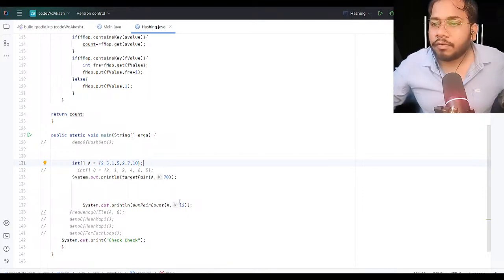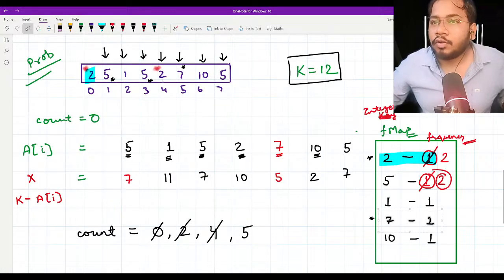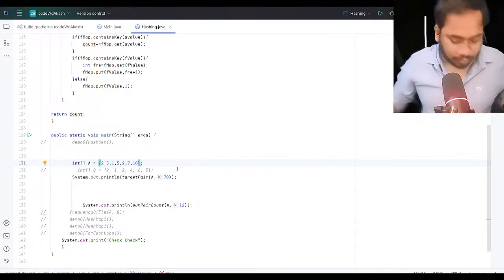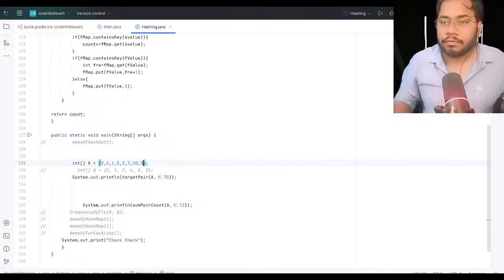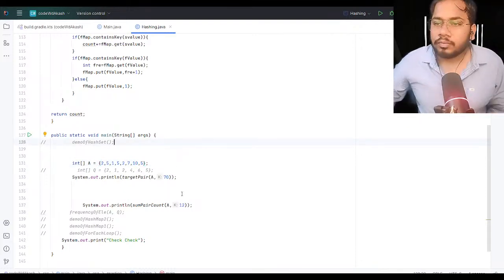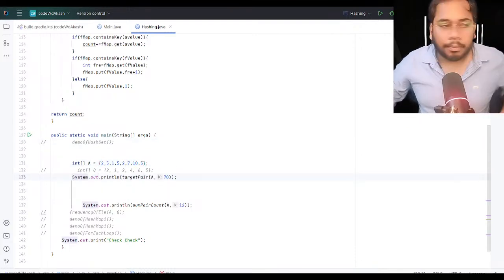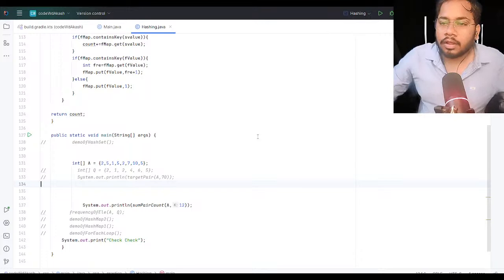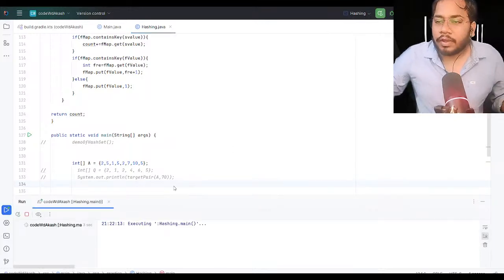And we are checking for, no, this was not our array, right? What was our array? 2, 5, 1, 5, 2, 7, 10. After that, we had 5. Let's comment it out. Let's run it. So for this, we will get count as 5, right?